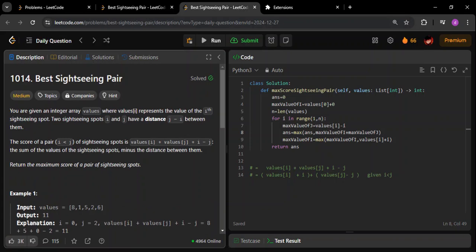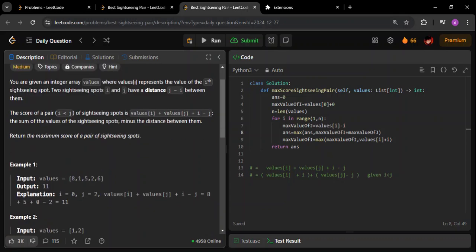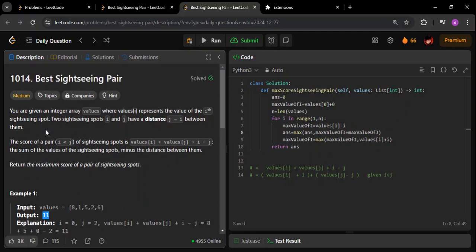So this is 1014, Best Sightseeing Pair. Let us see what it is. You are given an integer array called values and you have to return an integer as the output. Now let's see what the question is. You are given an integer array values where values[i] represents the value of the ith sightseeing spot. Two sightseeing spots i and j have the distance j minus i between them.